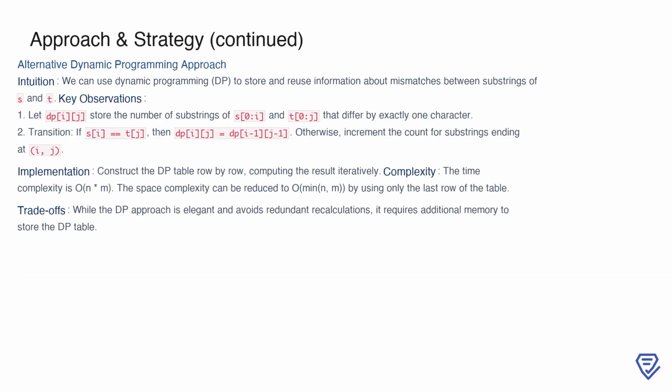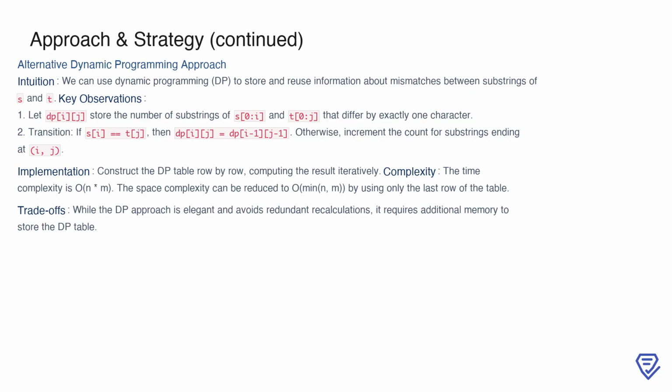Next, we have the dynamic programming approach, which offers another way to optimize the solution. Here, we use a DP table to store information about mismatches between substrings of S and T. Specifically, let dp[i][j] represent the number of substrings of S[0..i] and T[0..j] that differ by exactly one character. The transition works as follows: if the characters S[i] and T[j] match, then the value of dp[i][j] is carried over from dp[i-1][j-1]. Otherwise, we increment the count to reflect the mismatch ending at i, j.